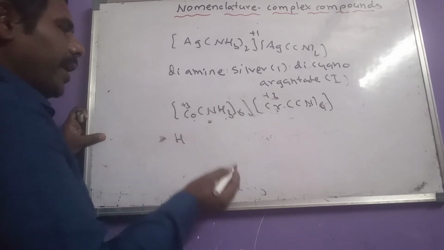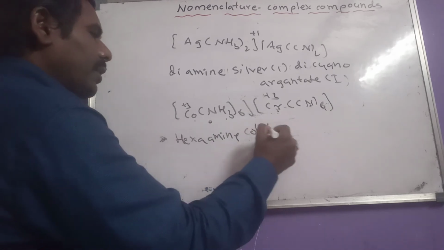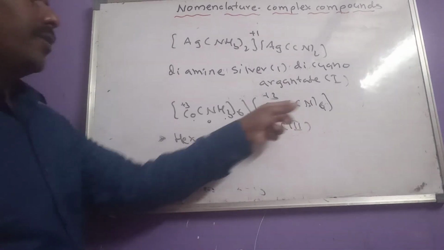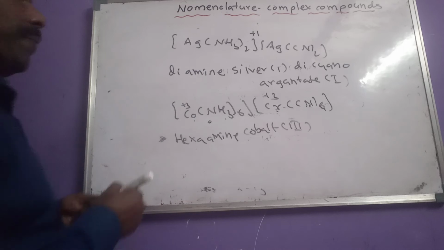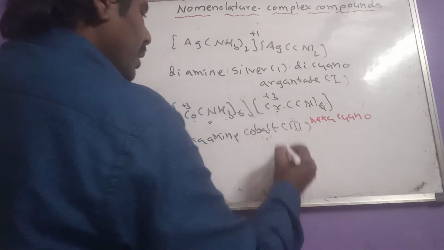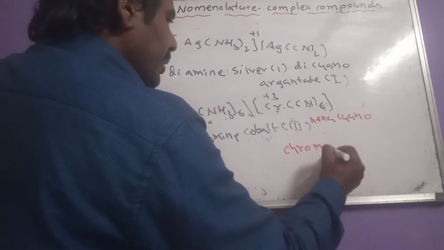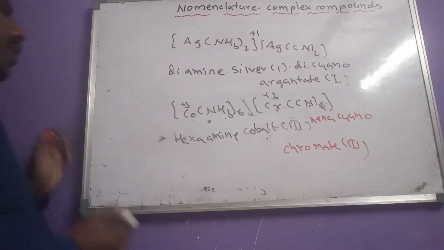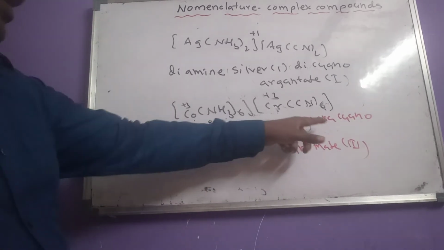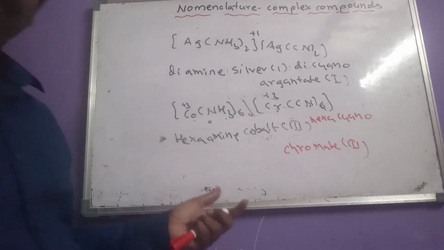As 6 ammines are there, hexaammine, and this is cobalt in bracket Roman number 3. Then we have to name this one. This we have to treat as an anionic complex. So now this can be named as hexacyano, chromate, and oxidation number 3. So like that here it is named as hexaamminecobalt(III) hexacyanochromate(III). So like that.